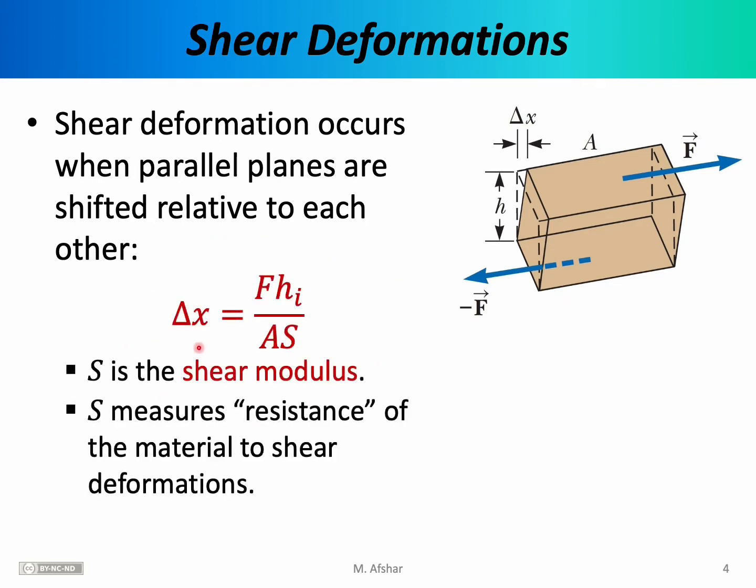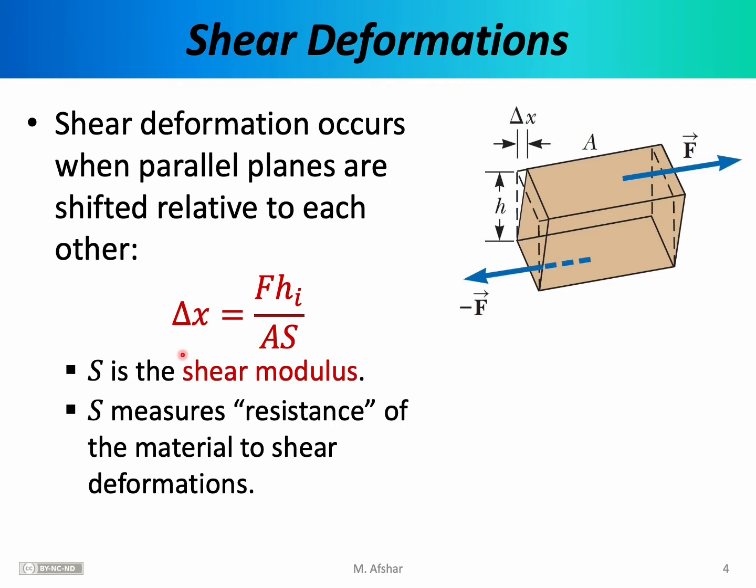Delta x, the amount of shift between the two faces, is equal to the magnitude of the applied force times the initial height of the object, that refers to this dimension here, divided by the area, and that's the area of the top surface. So this area here is not a cross-sectional area. It's the area to which the force is applied. So the area of one face of this rectangular prism. All of that divided by S.